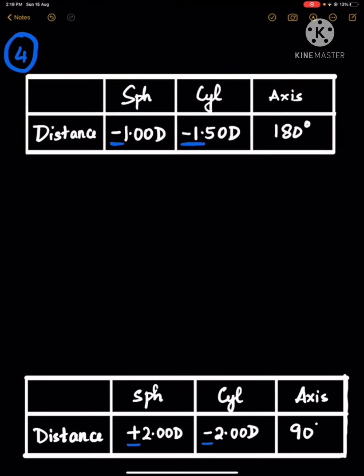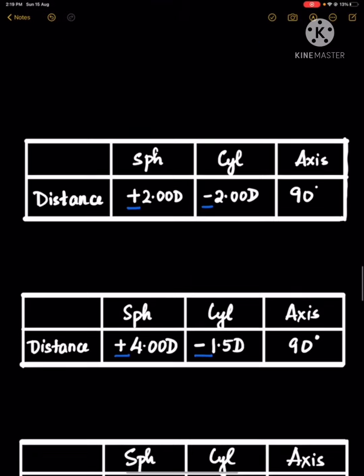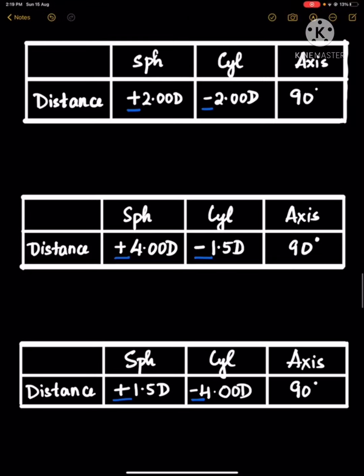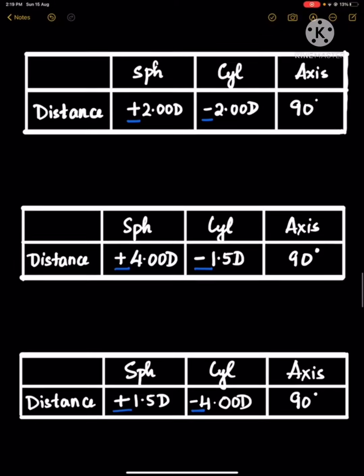Again, there is a sphere as well as a cylinder and they are of the same sign. So this is compound myopic astigmatism. Okay, let's move on to the end of the discussion and the only complicated thing.